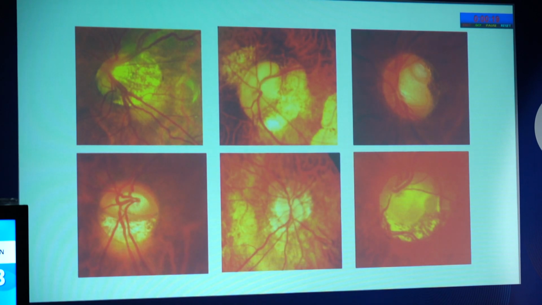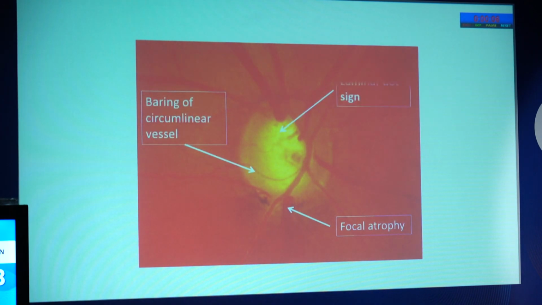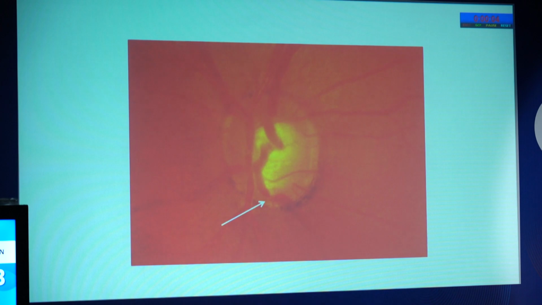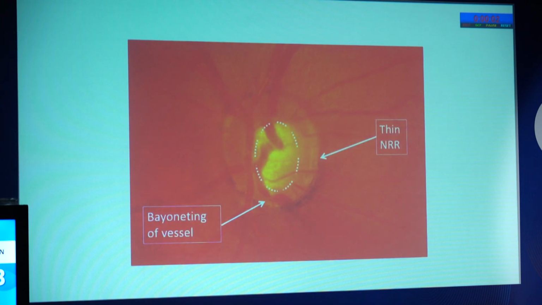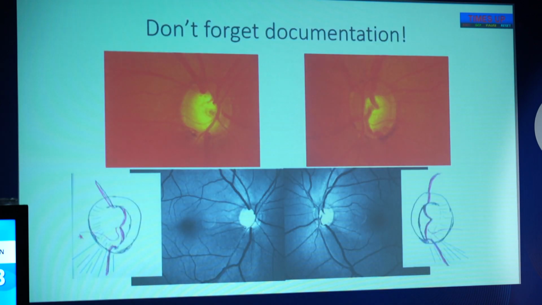There are various optic nerve anomalies, and here we cannot differentiate whether they have glaucoma or not. So coming to the different disc sizes: focal atrophy, baring of circumlinear vessels, laminar dot sign, and inferiorly again baring, thinning of the rim. So documentation is very important, which will help you.